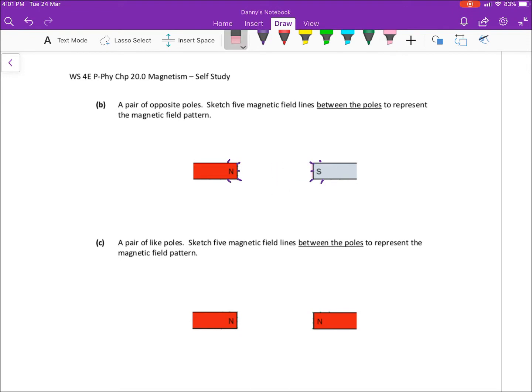Hey, what happened? Yeah, this is the problem of drawing on an iPad.